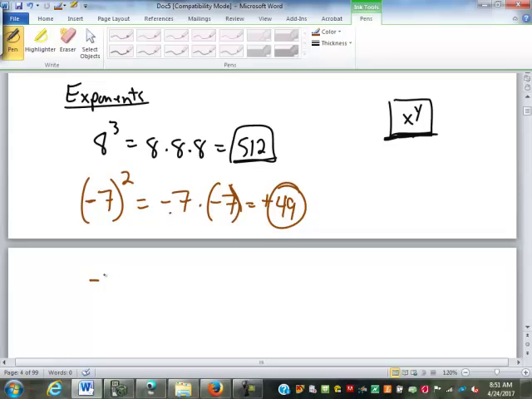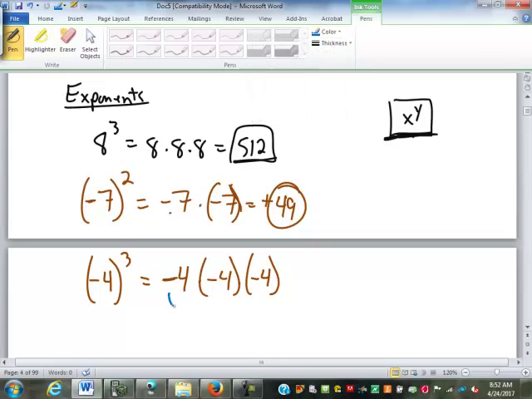How about negative 4 to the power of 3? Positive or negative? It's going to be negative because it's to an odd power. Negative 4 times negative 4 times negative 4.